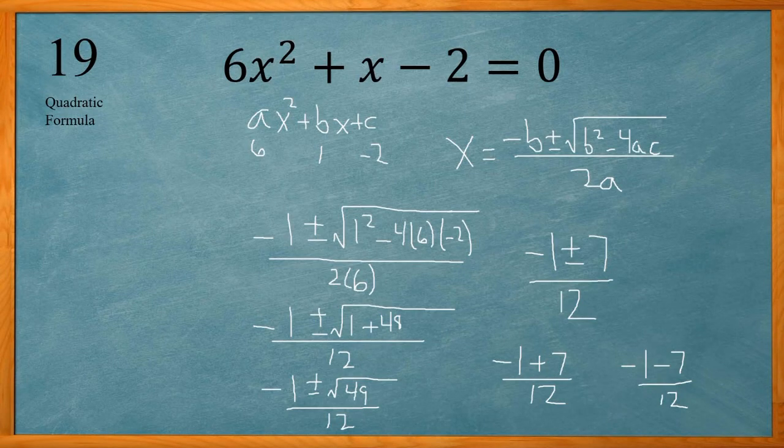So -1 plus 7 is 6 over 12, which gives you the 1/2. -1 minus 7 gives you -8 over 12. If I were to reduce that, I can divide both by 4. 8 divided by 4 is 2, so -2, and then 12 divided by 4 is 3. So like we said, last round, the answers were 1/2 and -2/3.